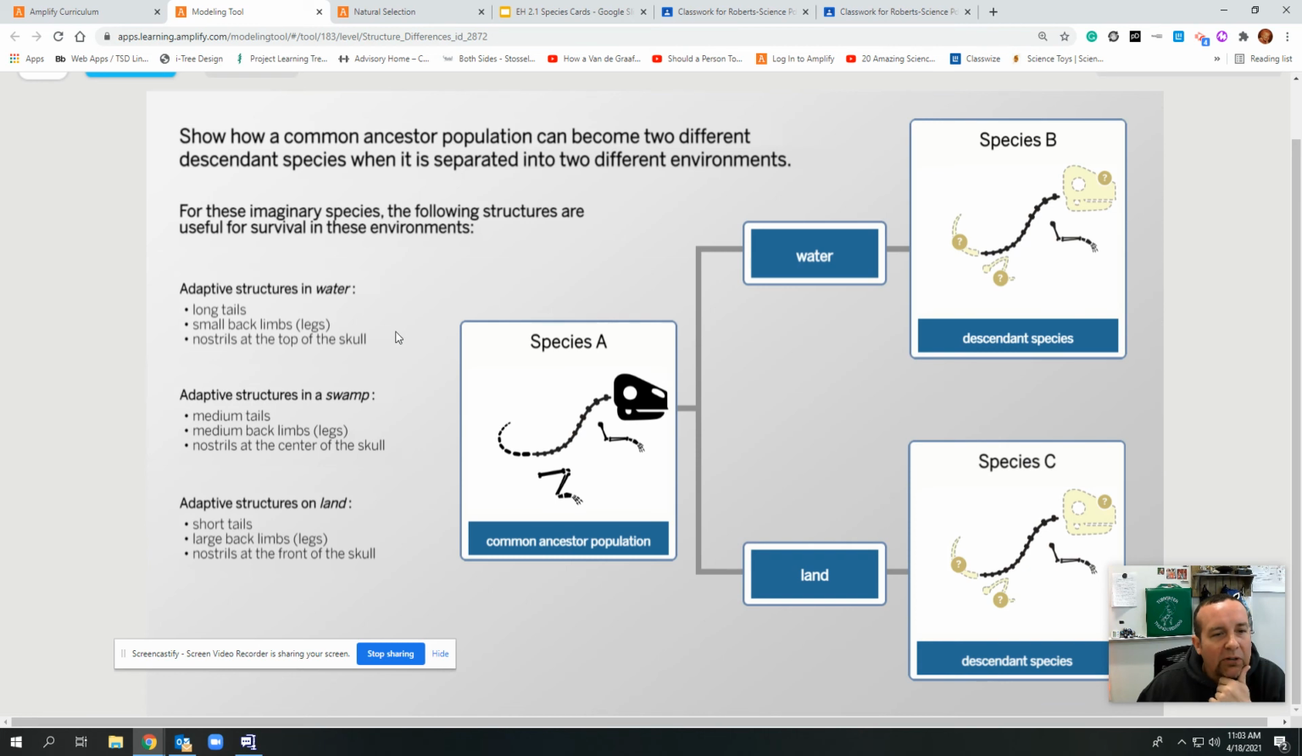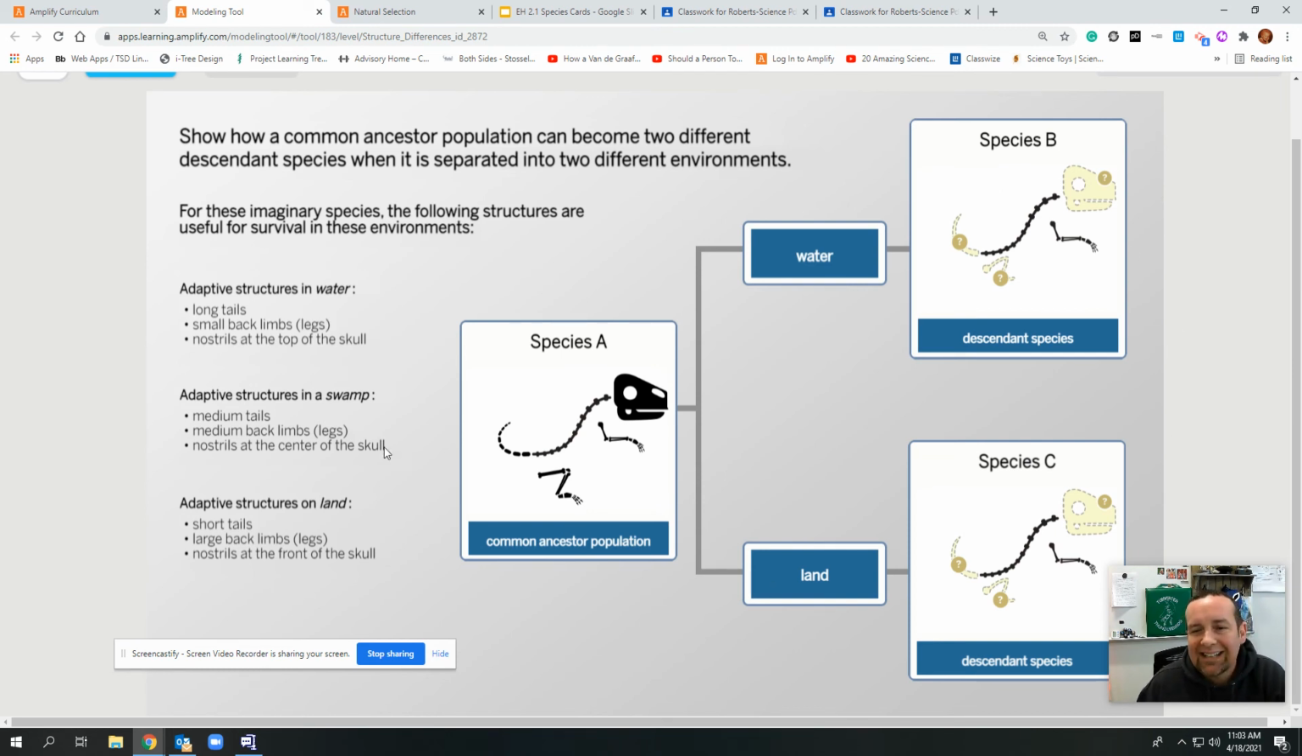Now there's information here about adaptive structures. That would be structures that are better suited for different environments. So for water, we can see we've got long tails, small back limbs, and nostrils on the top of the skull. And then for our adaptive structures on land, we have short tails, large back limbs, and nostrils in the front of the skull.